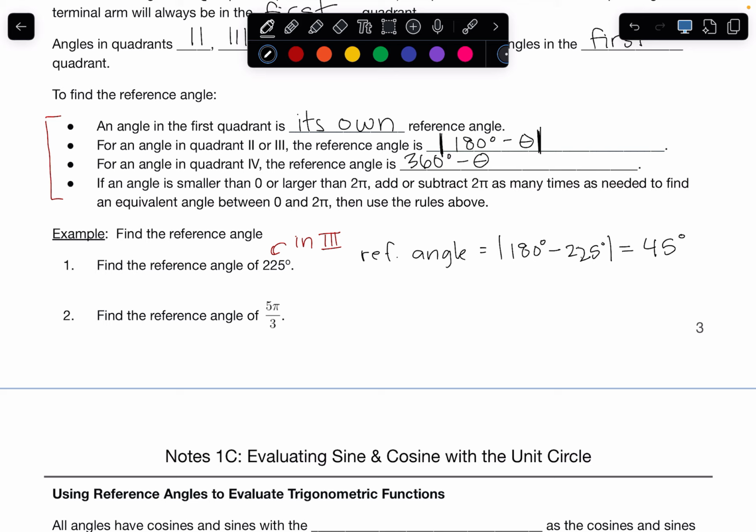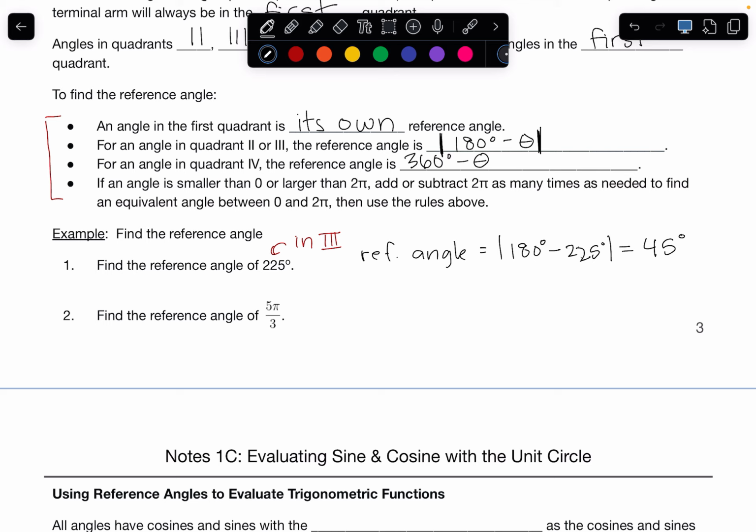Good. Similar idea. We can do the same thing with radians. I just have to make that conversion in my head as to where I'm sitting. So they say find the reference angle for 5 pi over 3. 5 pi over 3. So we're going to do the same step. I need to know, is that bigger than 2 pi? The answer is no, because 2 pi would be 6 pi over 3. So we're less than 2 pi.